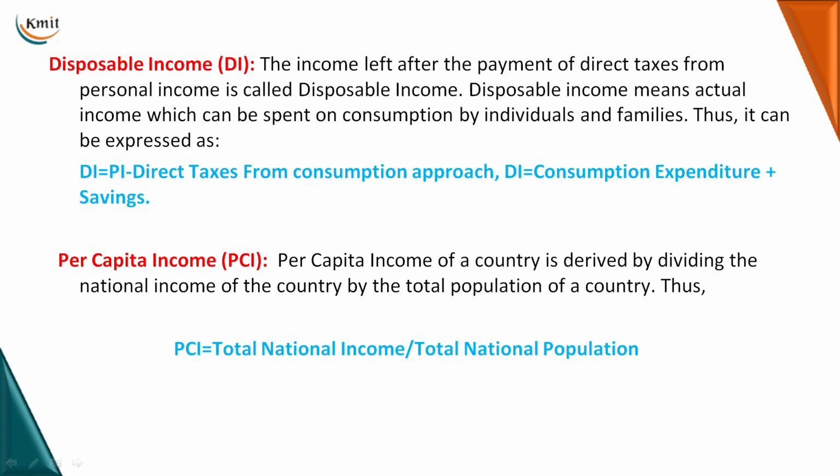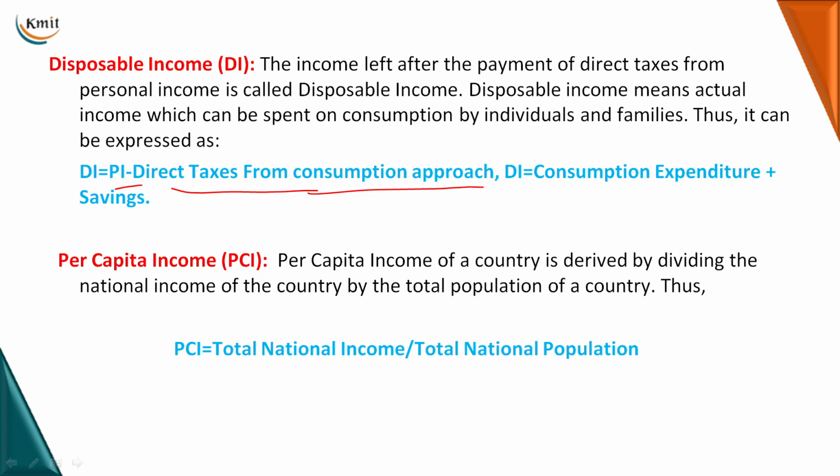Disposable income. The income left after the payment of direct taxes from the personal income is called disposable income. Disposable income means the actual income which can be spent on consumption by the individuals and families. Thus, it can be expressed as disposable income is equal to personal income minus direct taxes.